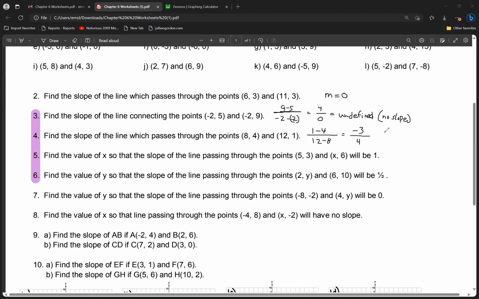Okay. Number 5, find the value of x so that the slope of the line passing through points (5, 3) and (x, 6) will be 1. How do we do that one? Okay, so this is the slope, right? So we're going to say the slope equals 1. Now just take your 2 points. 1 equals 6 minus 3 over what? X minus 5. Yes, exactly. X minus 5. Now what are we going to do?